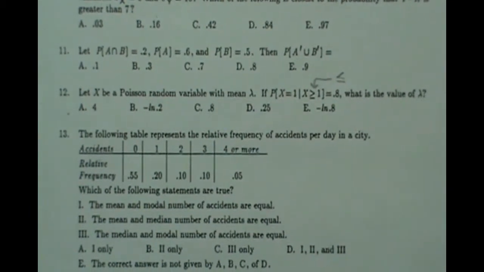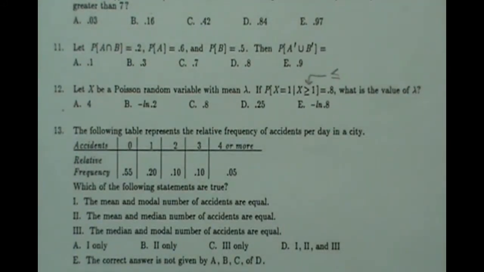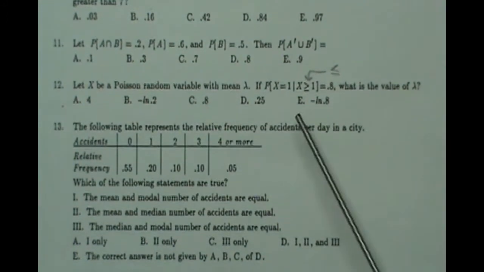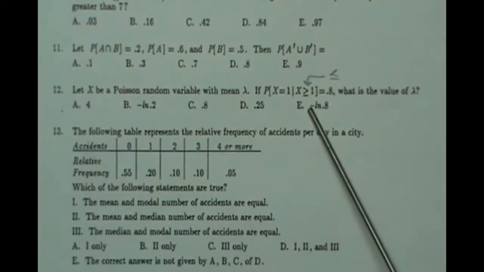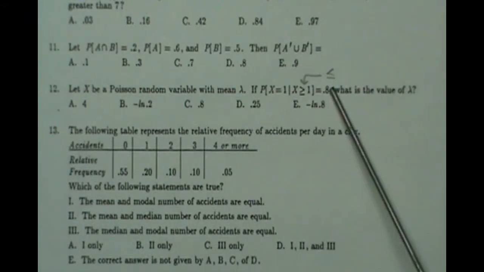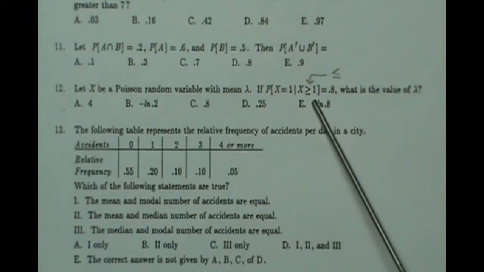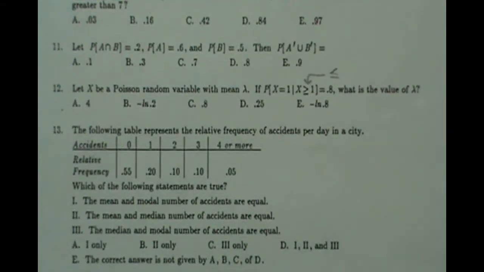Number 12. Let x be a Poisson random variable with mean lambda. And I change the inequality here. If the probability that x equals 1, given that x is less than or equal to 1, is equal to 0.8, then what is the value of lambda?